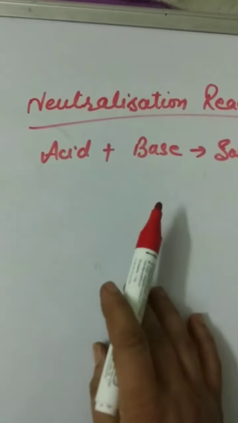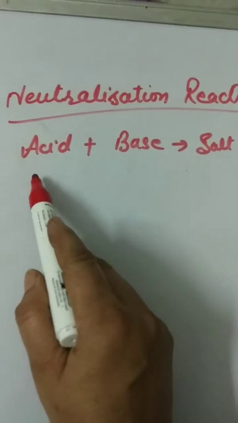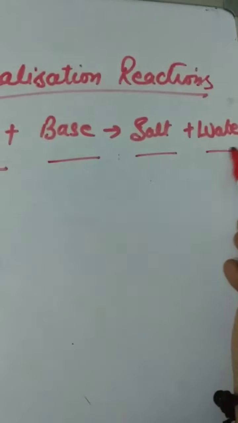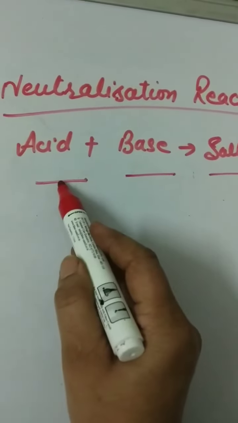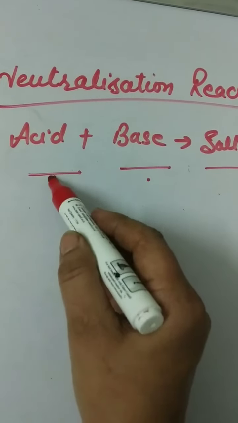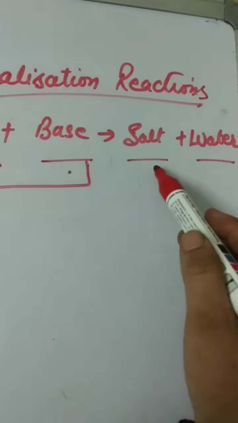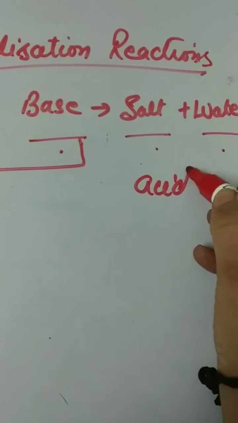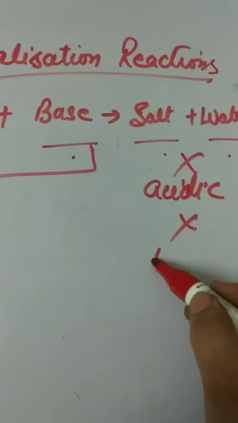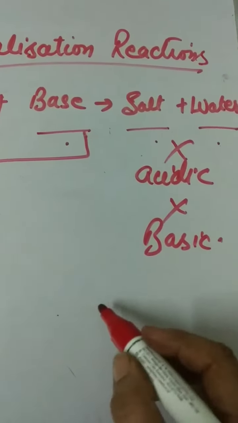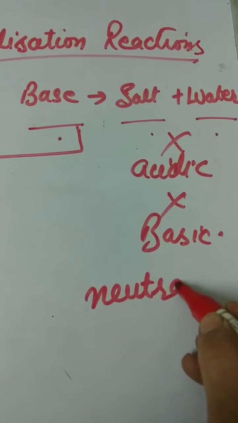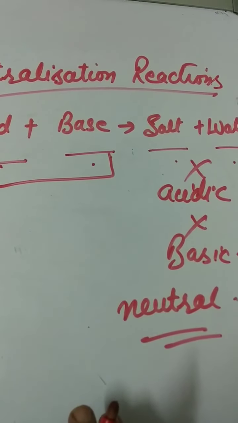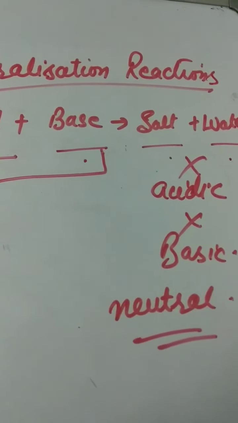Neutralization reactions. What are these? In this reaction, when an acid reacts with a base, it forms salt and water. Acid as well as base lose their properties to form salt and water, which are neither acidic nor basic. They are neutral. So such reactions we call neutralization reactions.